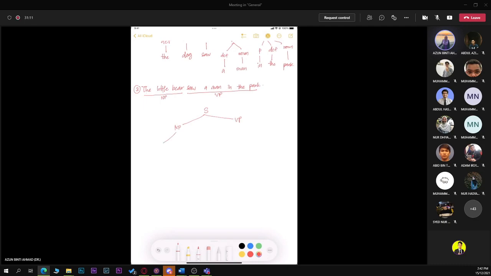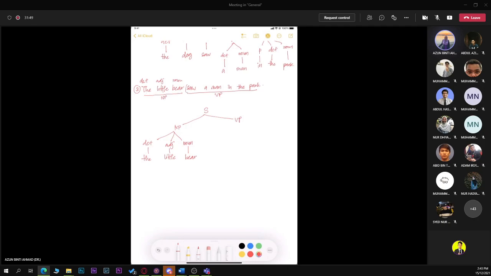And that NP, dia ada the little bear. So you need to break down setiap satu ni. Ini determinant, little adalah adjective kan? Betul tak? Yes. And lepas tu, bear is a noun. So you buatlah, you construct dekat sini. Okay. So determinant, this is the, ini adalah adjective. This one little and this one noun. Ini akan jadi bear.